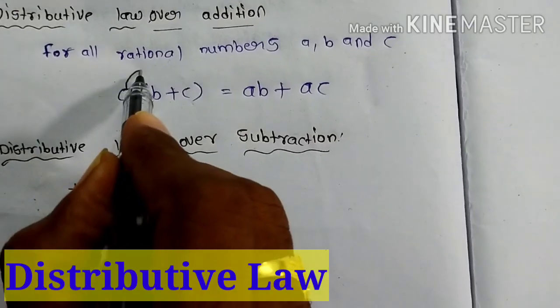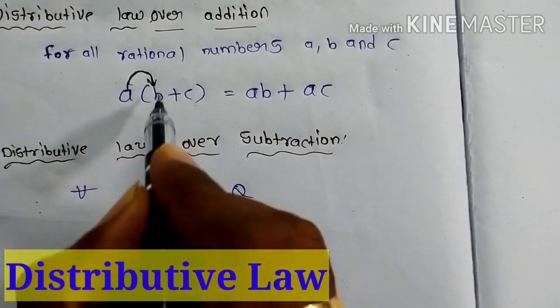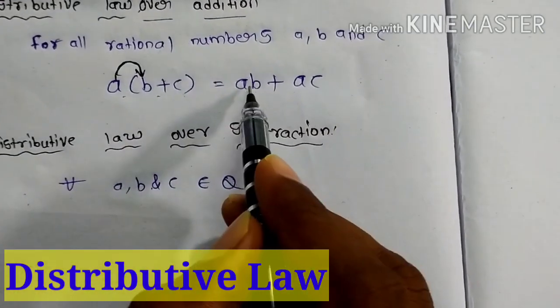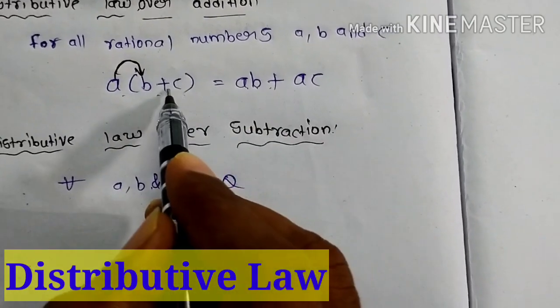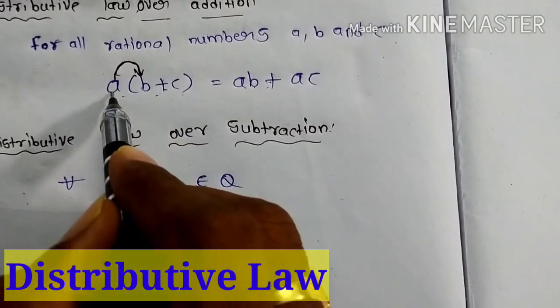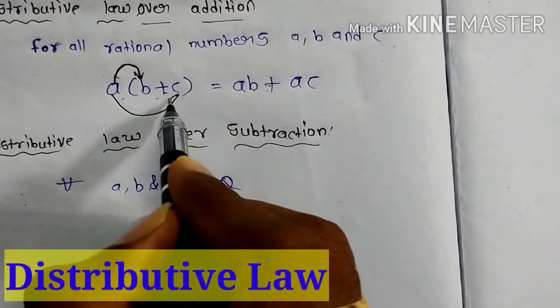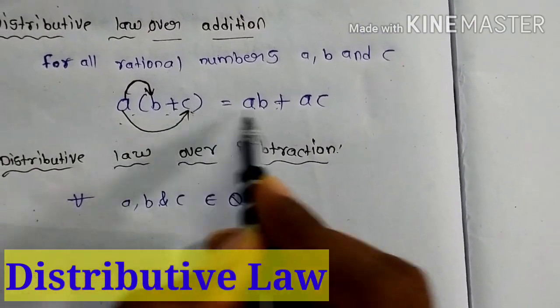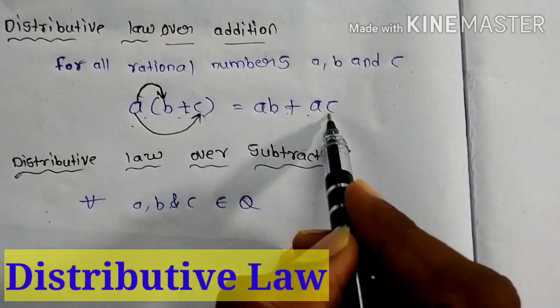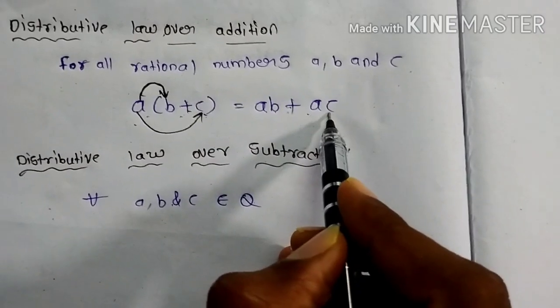First you can take A into B, that means AB. Next you can write plus as it is. Next you can take A into C, that means AC only. I hope you may understand this one.